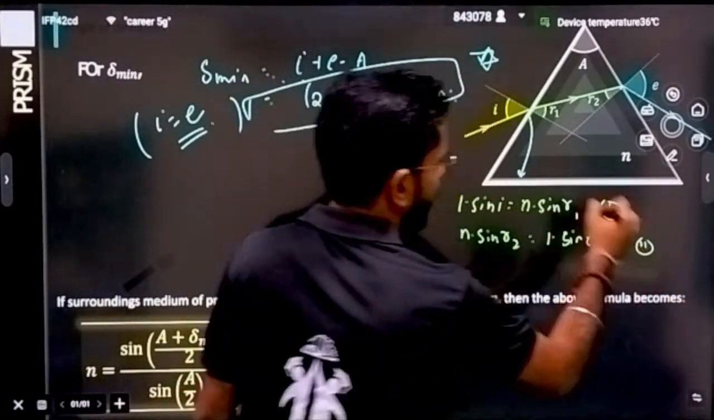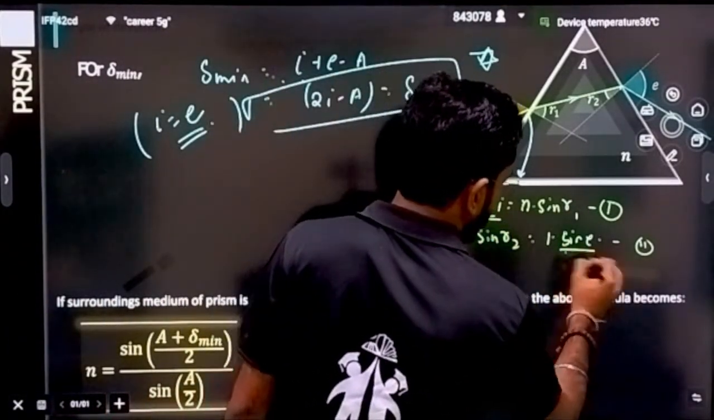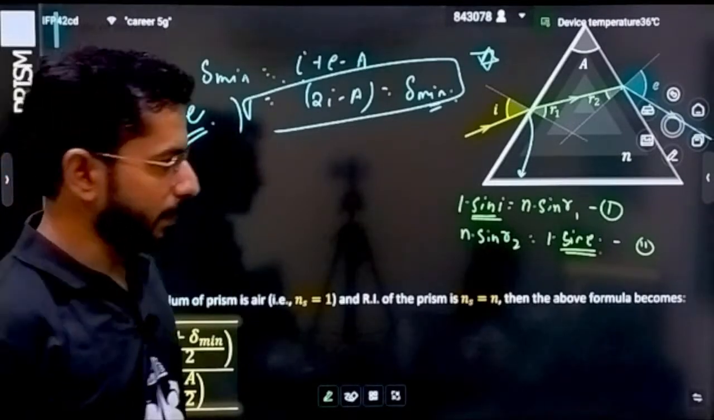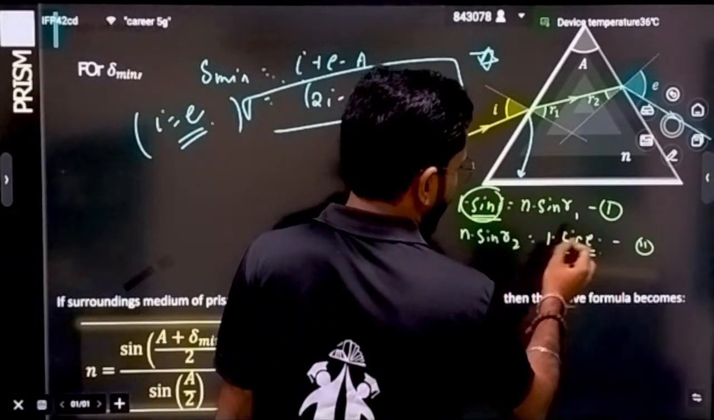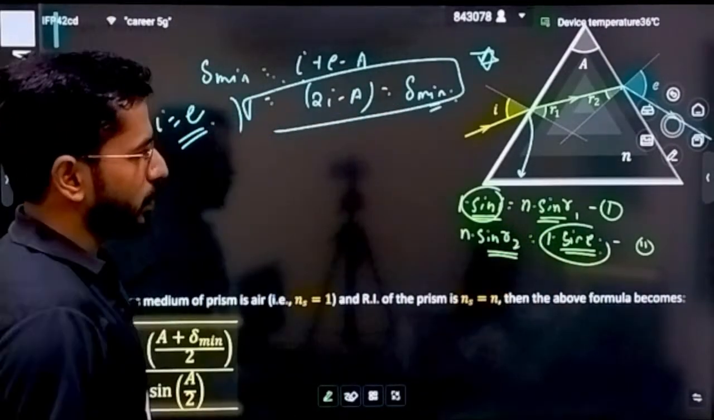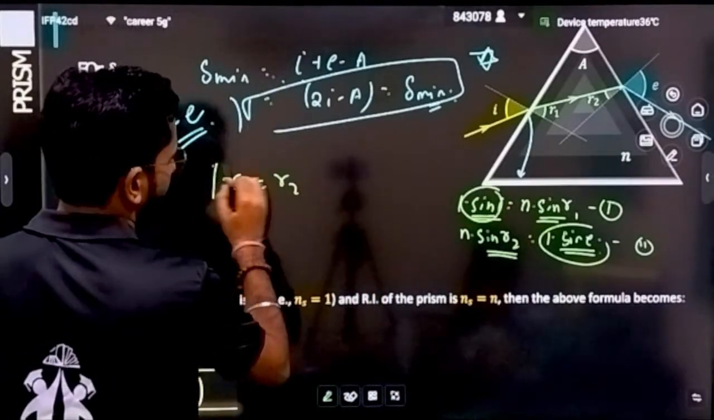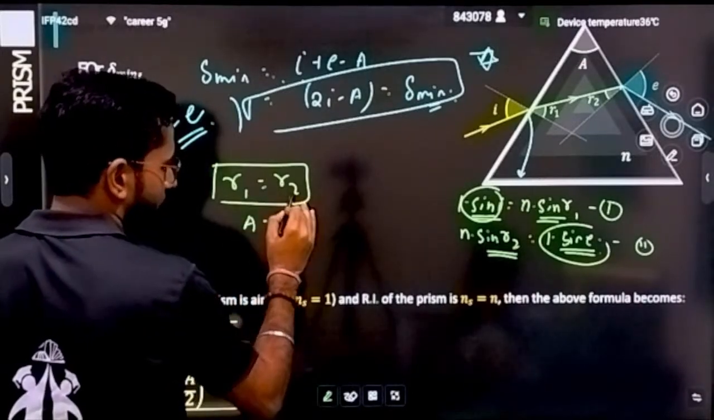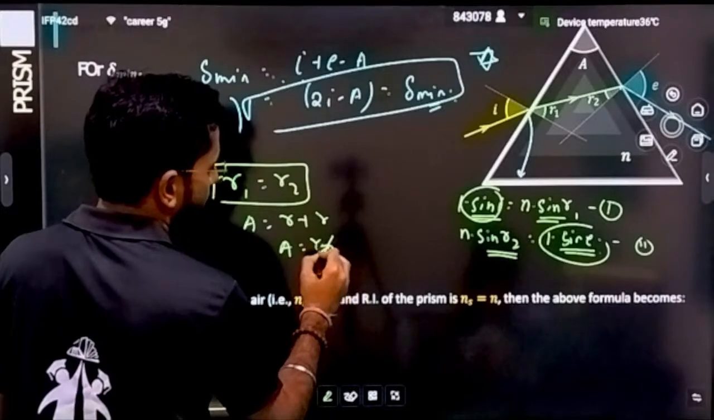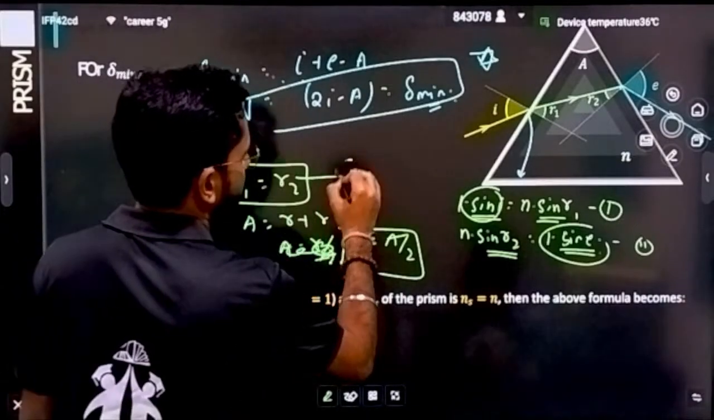So if I am saying that it is the case of minimum deviation, I can simply say sine of I is equal to sine of E. So if these two are equal, can't I say that sine of R1 is equal to sine of R2? Very much clear. So if sine of R1 is equal to sine of R2, I can also say that R1 is equal to R2. So I can also say that A is equal to R1 plus R2, which is nothing but R plus R, and R can be written as A by 2. So remember this one.